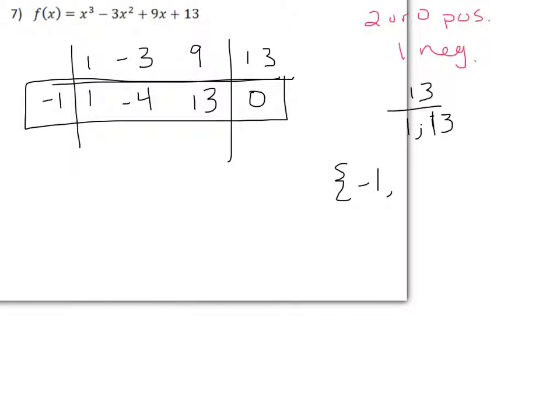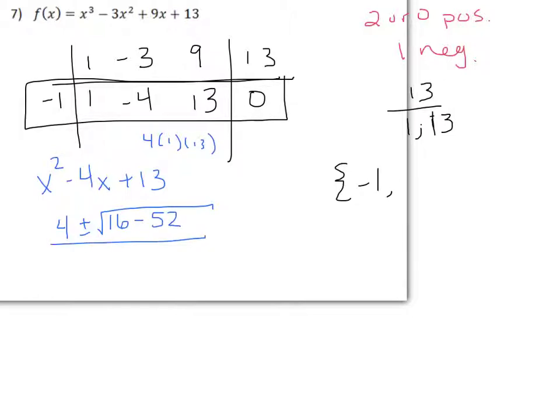So now we'll write down our depressed polynomial. So x squared minus 4x plus 13. We look to see if we can factor it, and we see that we can't, so we'll put it in the quadratic formula. So x equals negative b, so positive 4, plus or minus the square root of b squared, so 4 squared is 16, minus 4ac, so 4 times 1 times 13 is 52, all over 2a, so 2. 16 minus 52, that would be negative 36, so it's really the square root of negative 36 there.